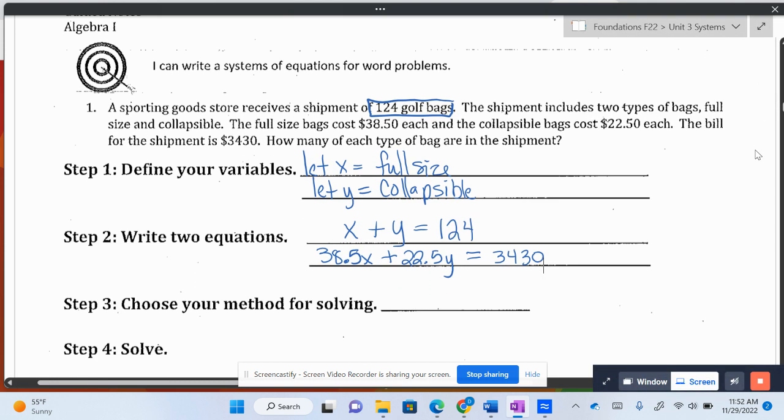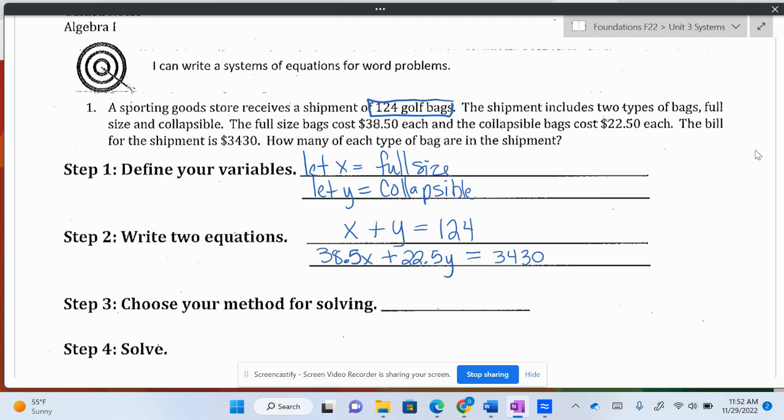So the next question says, choose your method. When you think about using substitution, using elimination, I know elimination was your most favorite method, but do you see how we have decimals? That could be really challenging, right? So probably the easiest method is going to be substitution, because that's where you want to get X or Y all by itself. So the method that we're going to use is substitution.